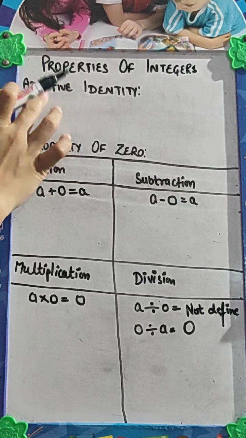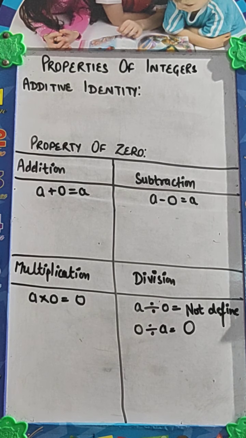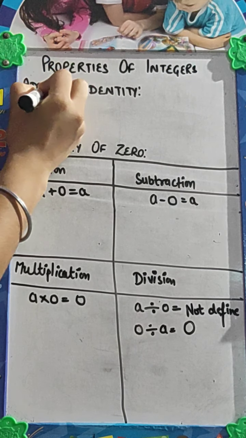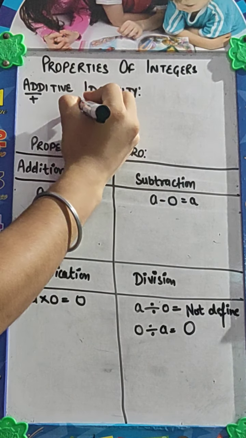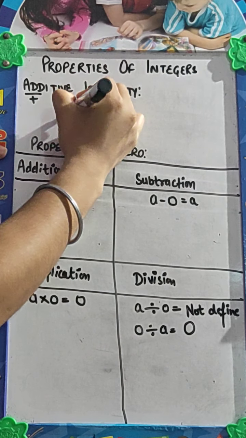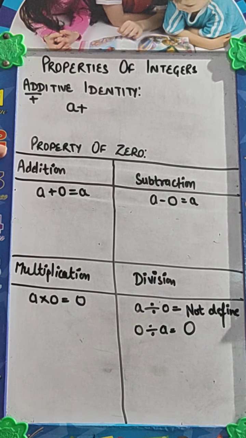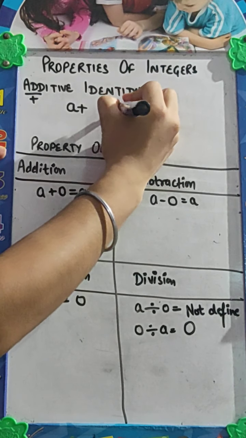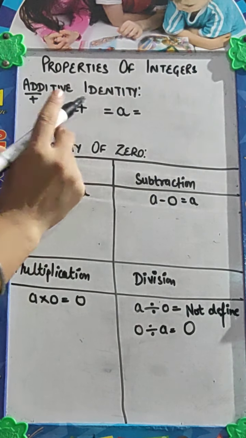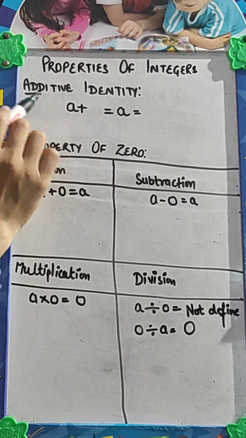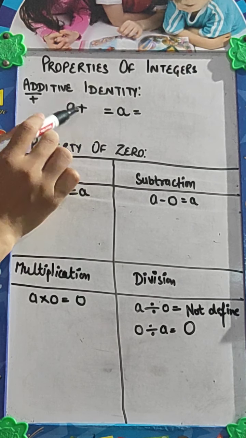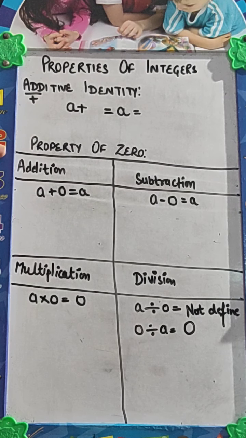Before that, come to additive identity. What is additive identity? As the name suggests, we have to add. Additive means add, identity means a number. So you have to think about a number such that if you add it to an integer a, we get the same number. So additive identity: what do we have to add to an integer so that we get the same number?